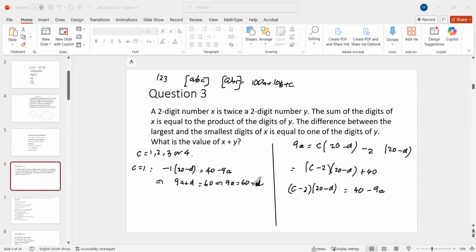And D is a single digit. So the 60 minus D will be something between 50 and 59. And you're looking for a multiple of 9 between 50 and 59. And the answer is 54. So 9A is 54. So then in this case, A is equal to 6.